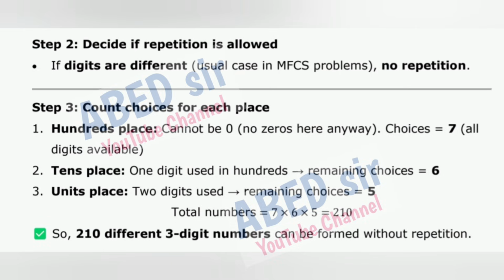Tens place: 1 digit used in hundreds, remaining choices is equal to 6. Units place: 2 digits used, remaining choices is equal to 5. Total numbers is equal to 7 times 6 times 5 is equal to 210. So, 210 different 3-digit numbers can be formed without repetition.